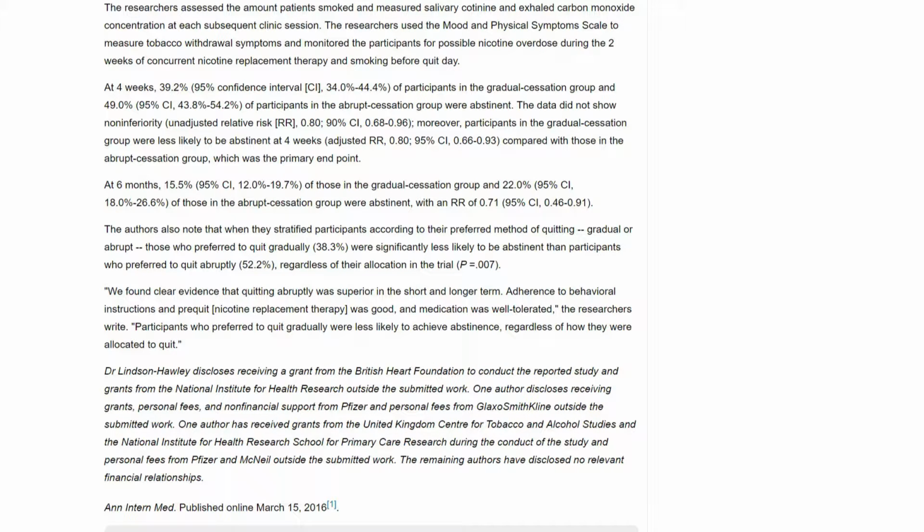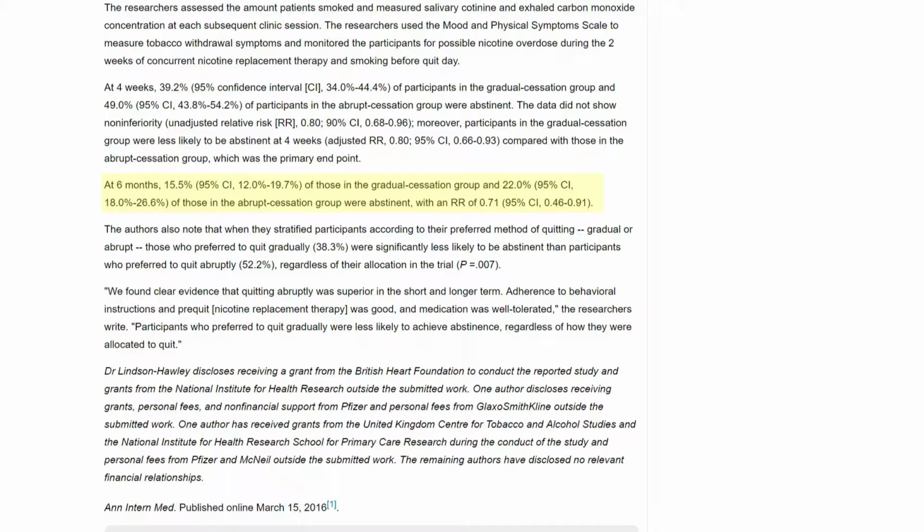See if you have grasped the idea. So we'll do it again, but this time at 6 months. Naturally, the abstinence rate will be lower at 6 months. So this time it is 15.5% in the gradual cessation group that were abstinent compared to 22% of participants in the abrupt cessation group who were abstinent.